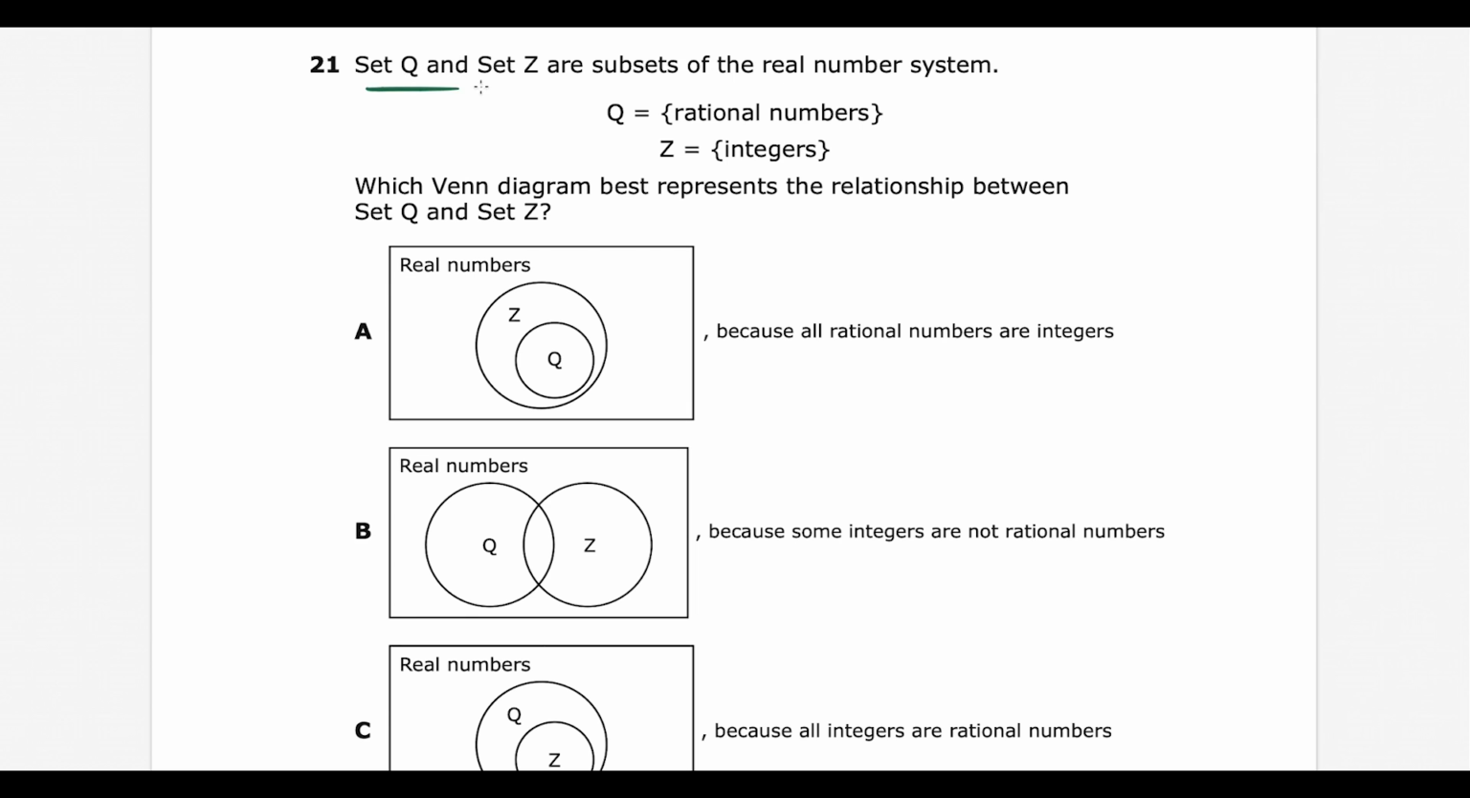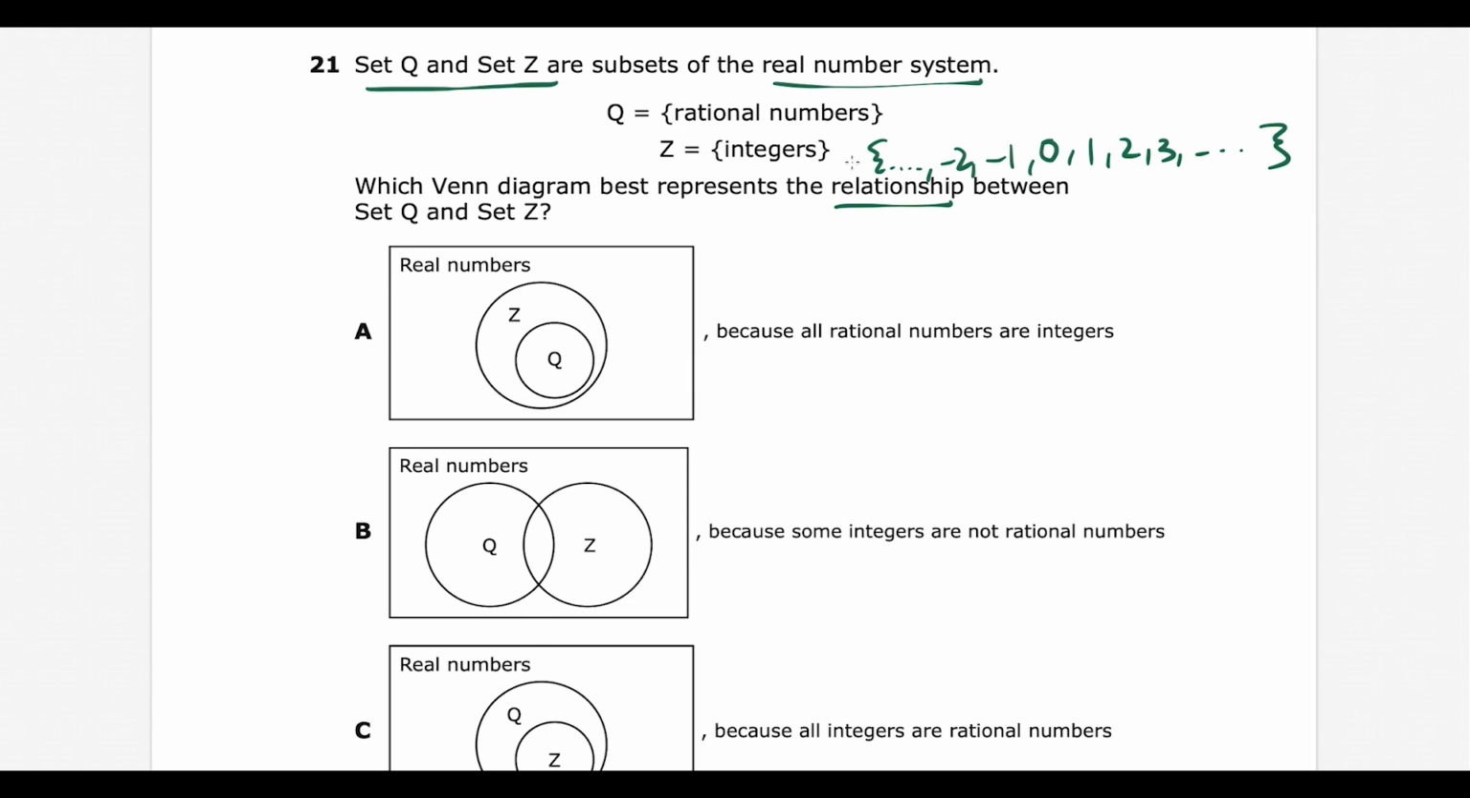Question 21, we have set Q and set Z are subsets of the real number system. Q is the rational numbers, Z is the integers. We want to know which Venn diagram best represents this relationship between the sets. And one thing to know here is that the integers are, I'll put 0 in the middle here, but then it's going 1, 2, 3, and all the whole numbers going this way. And then we have -1, -2, -3, and so on, going all the way left. So it's basically all the whole numbers, 0, and then the opposites of all of these numbers here.